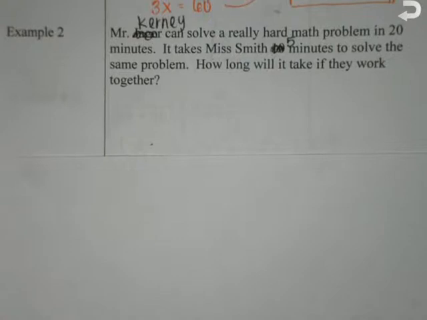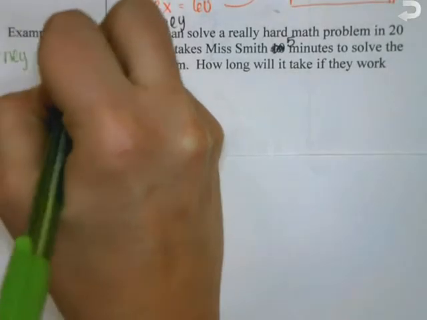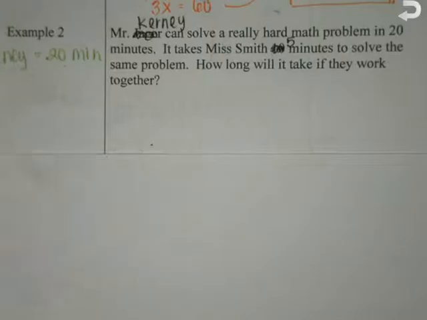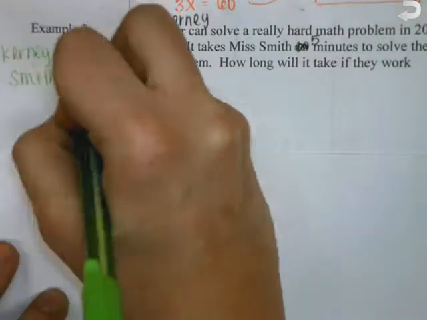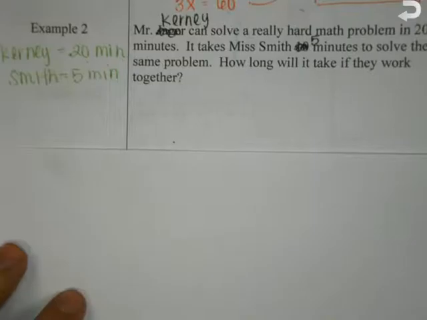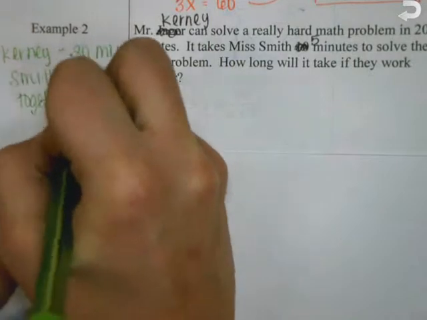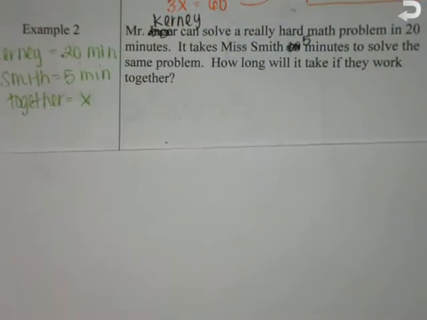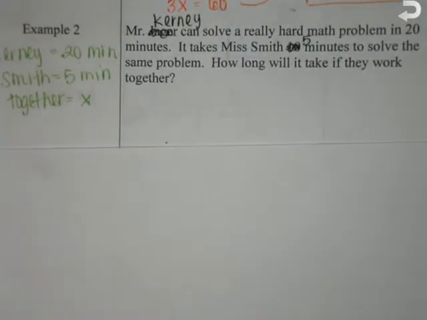So Kearney is equal to what? 20 minutes. Okay, so Kearney is equal to 20 minutes. Smith is equal to how much? 5 minutes. So what's together? Do we know together yet? It's x. Okay, so what I want you guys to do right now is use the information that you have, write the equation out. Okay, what did you get for the formula? Who can raise their hand and tell me?